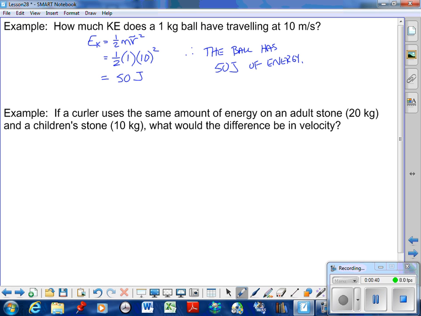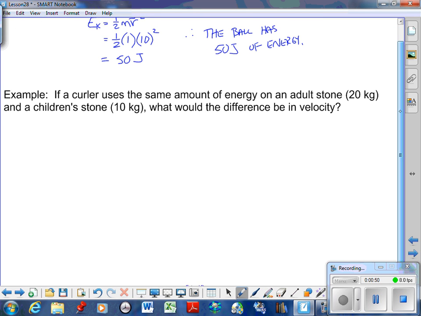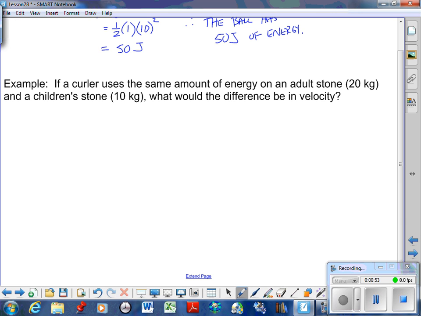All right. If a curler uses the same amount of energy on an adult stone, 20 kilograms, and a children's stone, 10 kilograms, what's the difference in velocity? Now, this is an example that is very important because we made a connection with delta, the change in energy, in the previous one, and I want to point out on this one that it's not going to work out the same for us. So if we find kinetic energy, we have 1/2 mv squared. They're going to use the same amount of energy here, so let's just call that E for argument's sake.